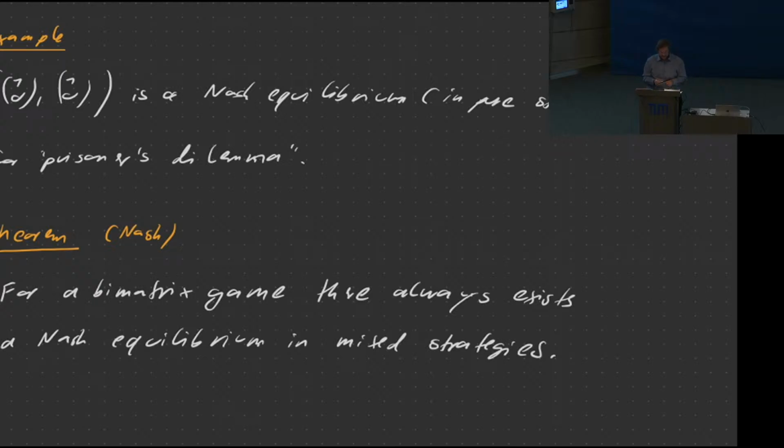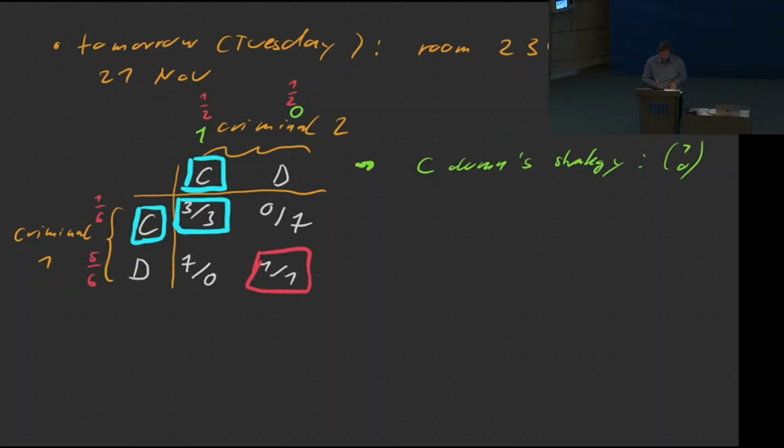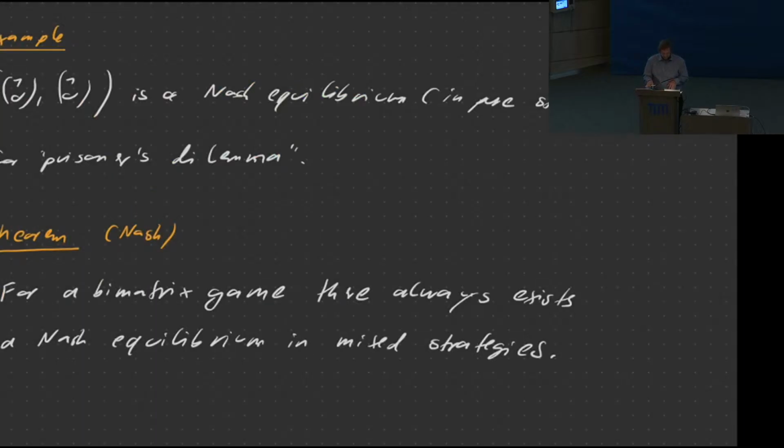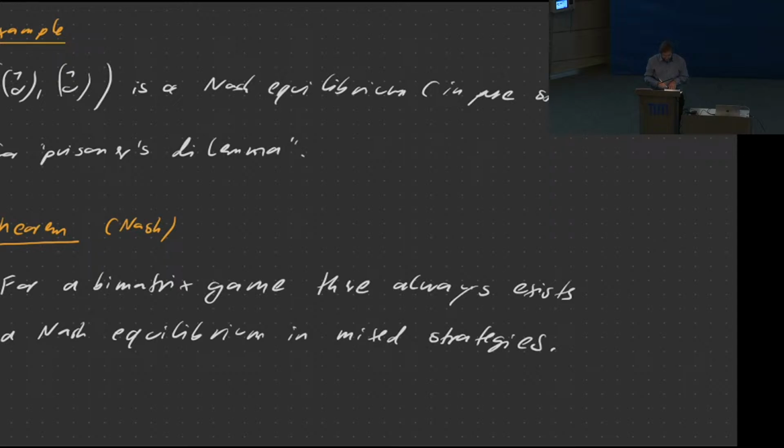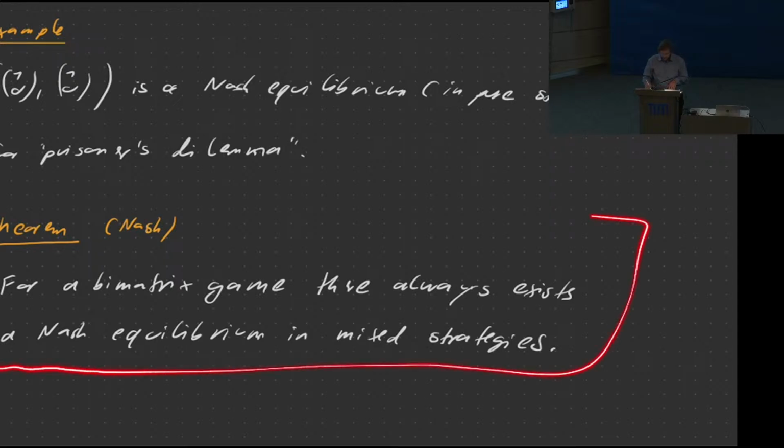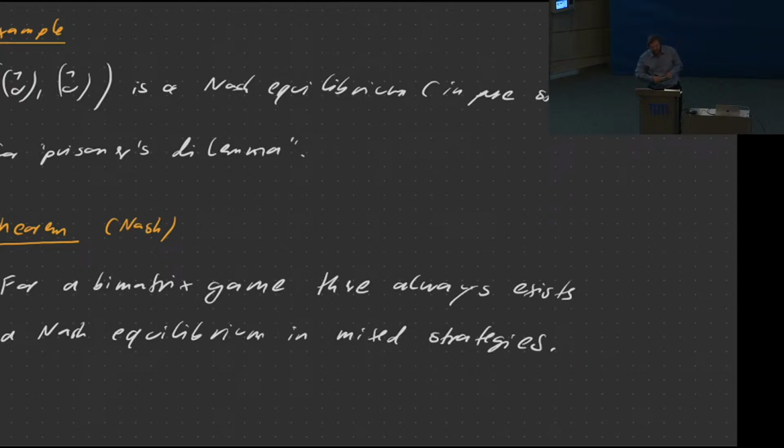All right, we just discussed prisoner's dilemma, and we found that this here is a Nash equilibrium, and it's even an equilibrium in pure strategies. And then there's this celebrated theorem by John Nash. It's not as easy to prove as it looks, so we're not going over the proof. In fact, that was one of the reasons he was awarded the Nobel Prize for that. So he has shown that for a bimatrix game, there always exists a Nash equilibrium in mixed strategies. Maybe not in pure strategies, but if you allow for mixed strategies, you always get at least one Nash equilibrium.